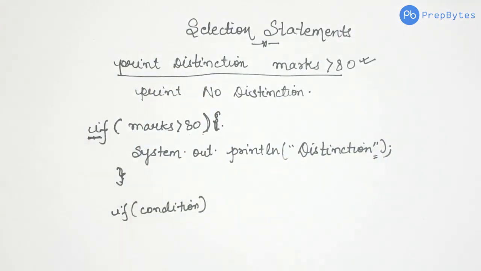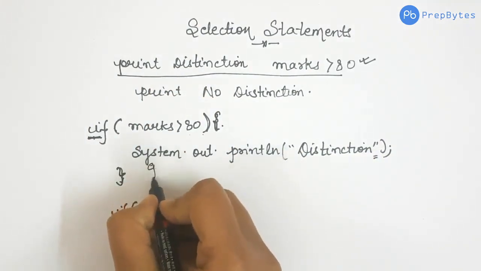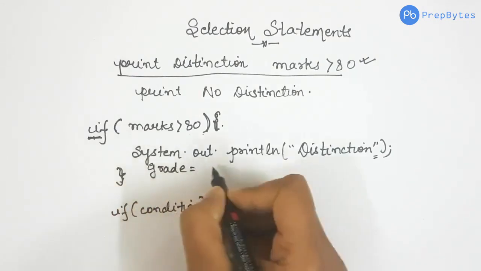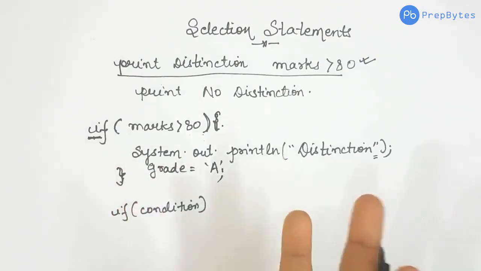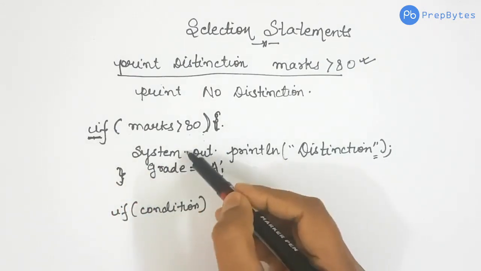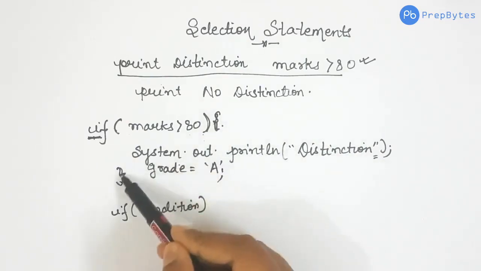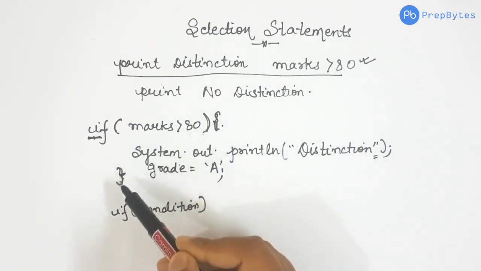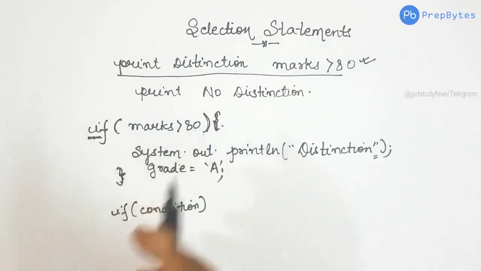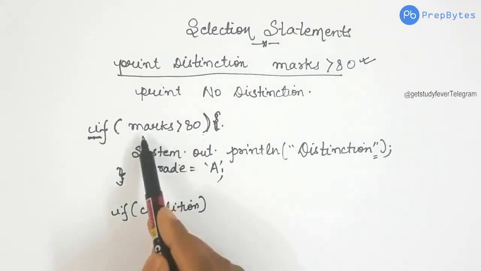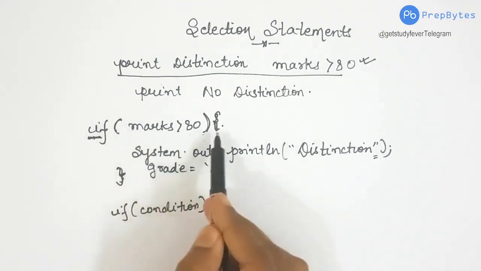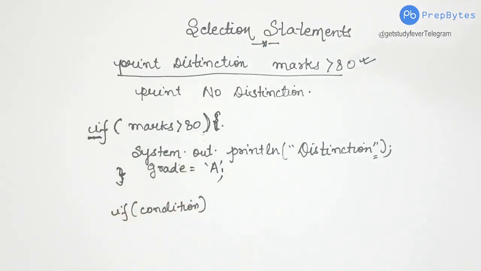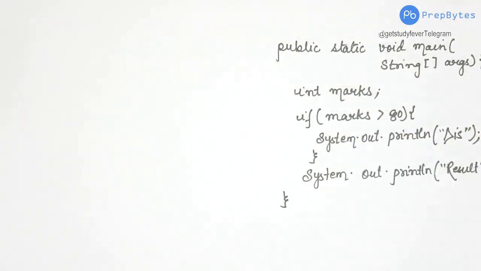Let's say there would have been one more statement, like grade is equal to A. That could also have been there. So whatever number of statements come inside this block get executed if the condition is true. Now let's talk about what if this condition is not true. So let's see a code. I have a code here.